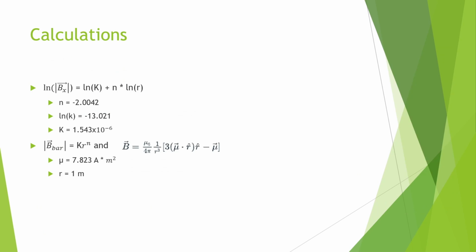Here are some calculations that we did. So I set ln of the vector Bx equal to ln of k plus n times ln of r. And then I got the result for n, negative 2.0042. And then raising both sides to e, we were able to find k as well, which I found was 1.543 times 10 to the negative 6 in this instance. And then setting the absolute value of the magnetic dipole of the bar, I was able to find mu being 7.823 amps times meters squared, and r was just 1 meter.